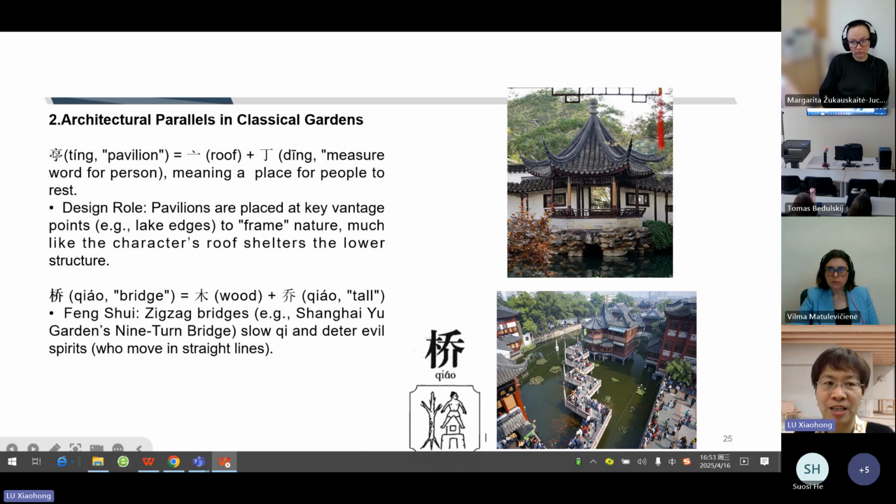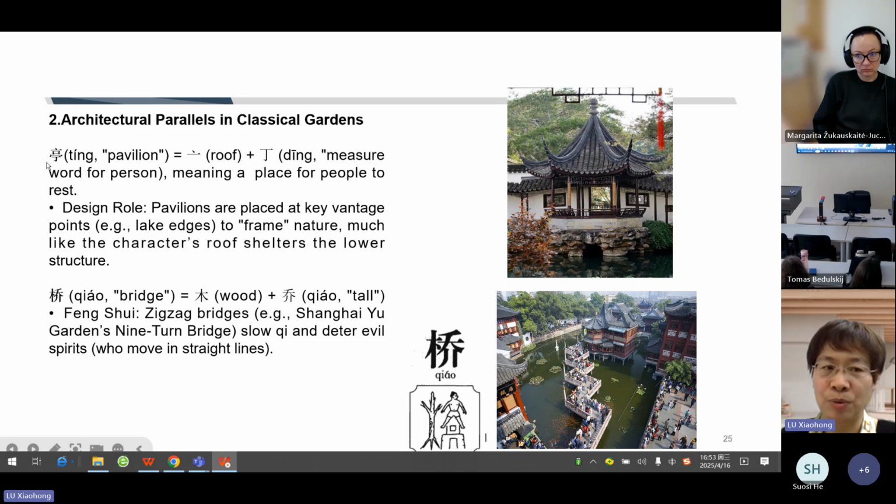So the ting, the upper part is a roof, to protect a person. Yeah, very much like that. So it's very parallel. And the word qiao, if you look at the left part, it's mu. Mu indicates the material is made from wood, or made of wood. And the right part means tall. Qiao also indicates the pronunciation.